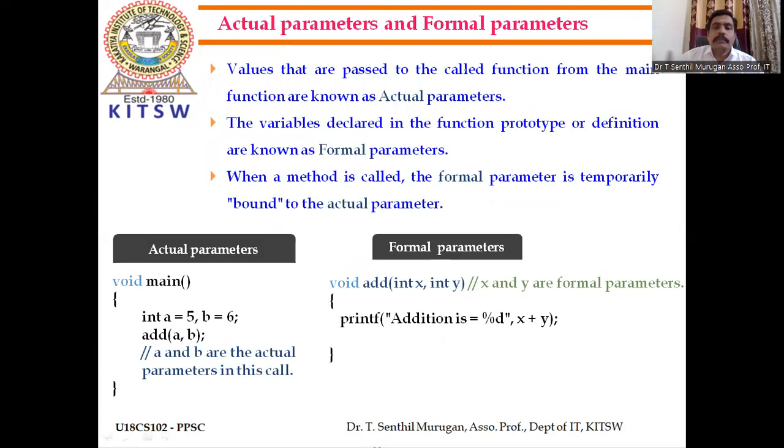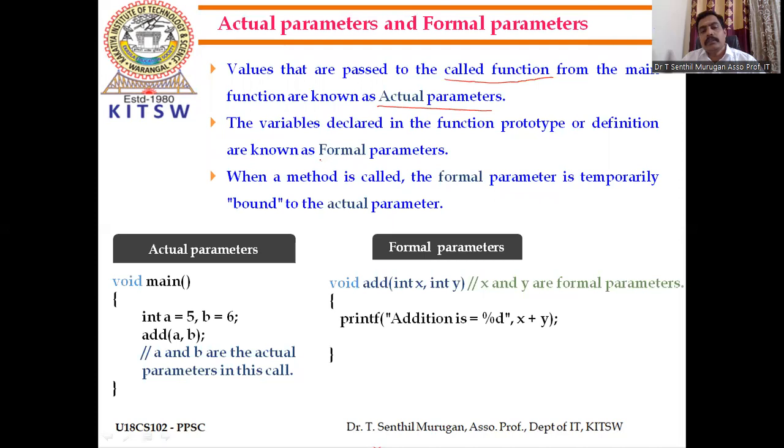Okay. So now, actual parameters and formal parameters. I already told what is actual and what is formal. Values that are passed to the called function, from the calling function, are considered as the actual parameters. The variables declared in the function prototype or definition are known as formal parameters.